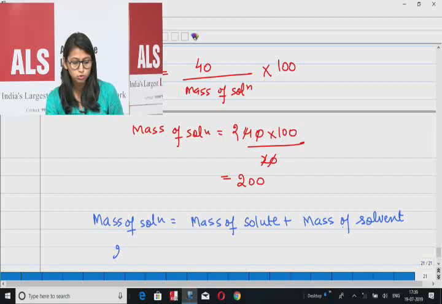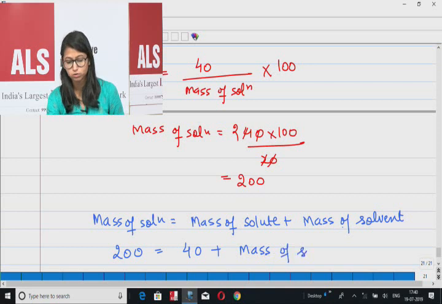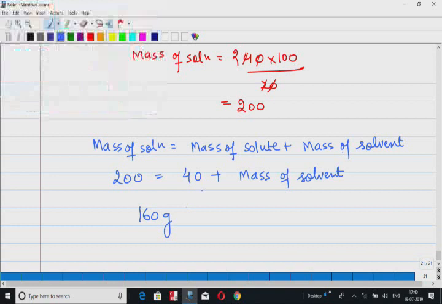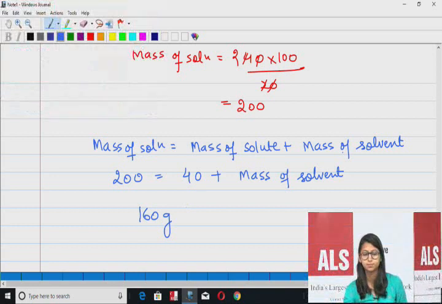So I got 200 here. Mass of solute is 40 and the mass of solvent I want to find out. Right? So what will be the answer? Very good, Kohima Center, 160 grams. All of you are getting the answer, Kohima Center? All boys center, na?